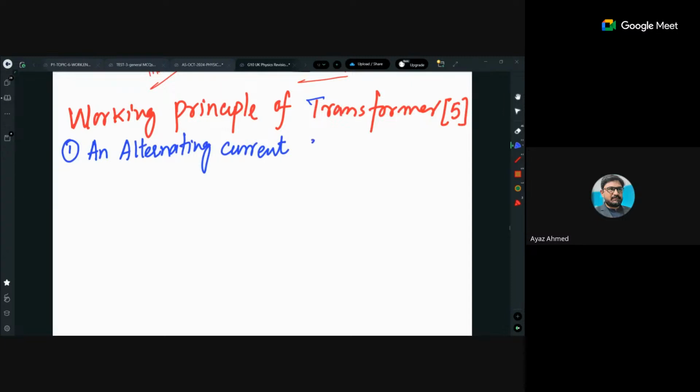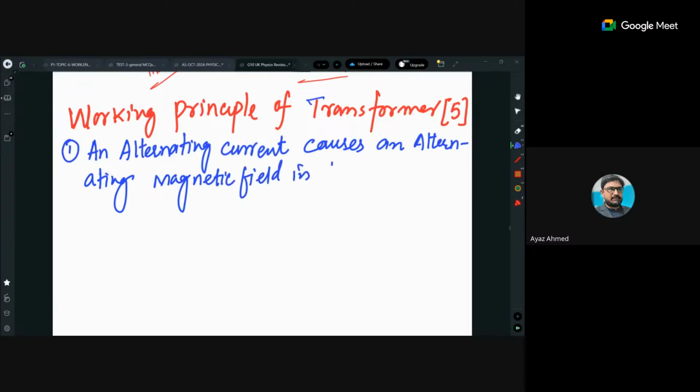An alternating current causes an alternating magnetic field in the primary coil. Is this first thing clear to you? Yes, sir. Could you please excuse me for 1 second? It's a bit urgent. Yes, sure. Thank you.